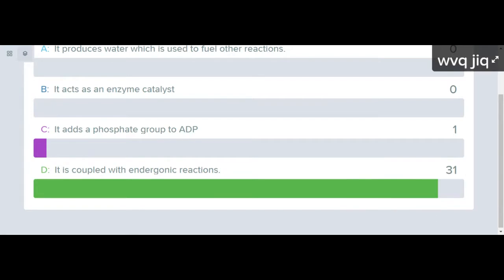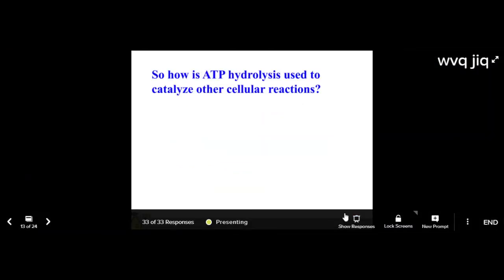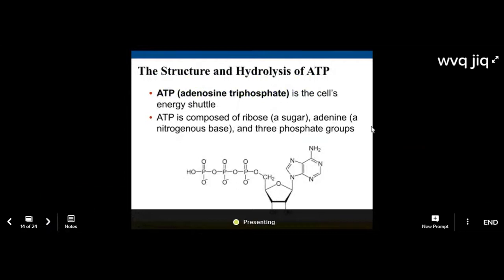It might be activating an enzyme to help that reaction, or it might be attaching to the substrate itself to help that reaction, right? But yeah, that D is the answer. There are probably more specific answers you could say, but D is the best answer here. Good job. Keep going. Here's the structure and hydrolysis of ATP.